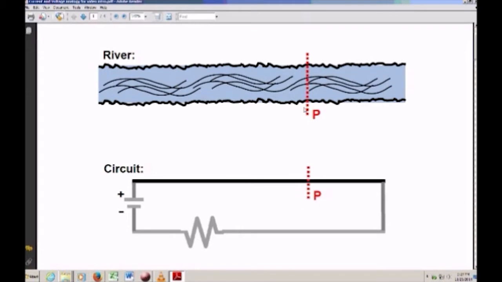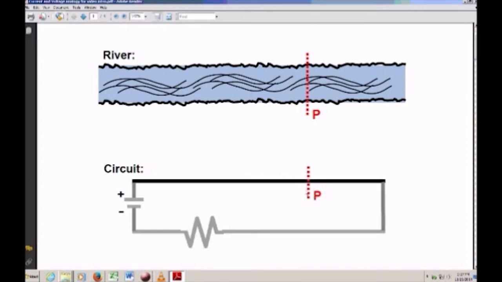So the current in a river is how many water molecules went past a certain point over a certain period of time. The current in a circuit is how many electrons went past a certain point over a certain period of time. Now, we can't actually count up water molecules, for example. There's too many of them. So we use an equivalent unit instead. We instead measure the volume of water that went past a certain point over a certain period of time.